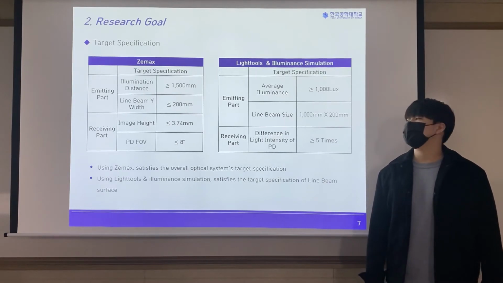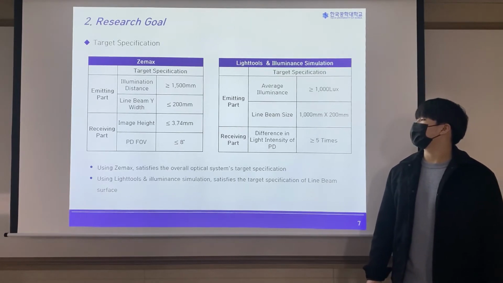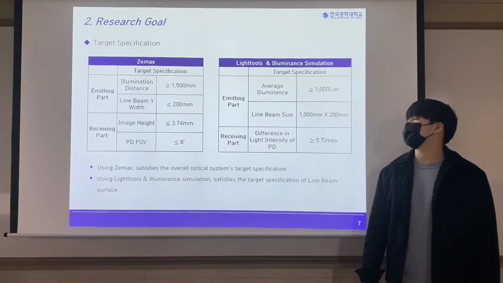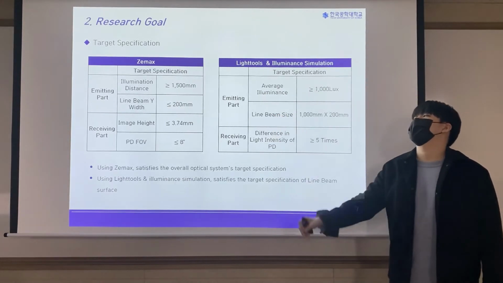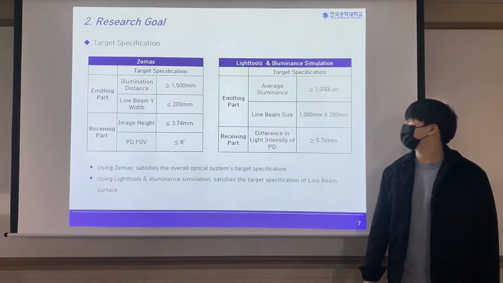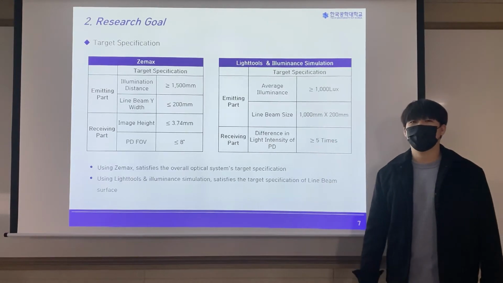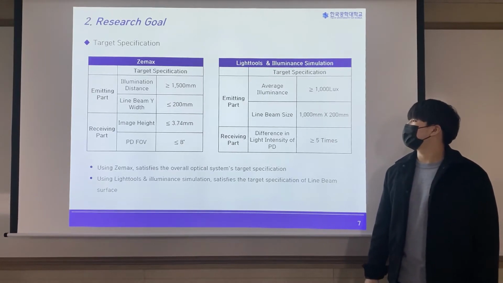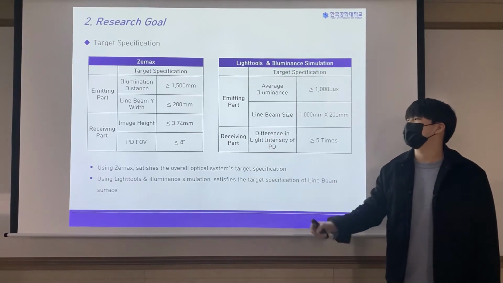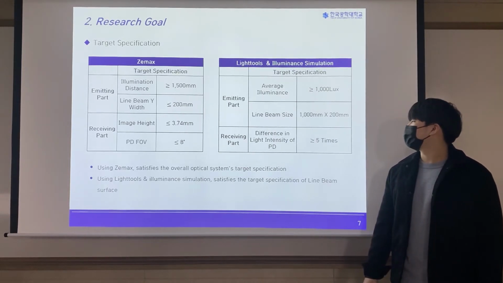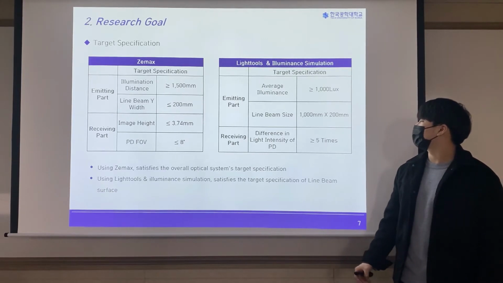In the light emitting part design, considering the distance between the line beam and the forklift, we aim to have an irradiation distance of more than 1,500 millimeters. And also we made it visible in many environments, so we aimed for its illuminance to be more than 1000 lux. In the light receiving part design, we considered the photodiode size, so we aimed to have an image height of less than 3.74 millimeters. Also, we considered the size of the receiving area, so we aimed for the photodiode's FOV to be less than 8 degrees.